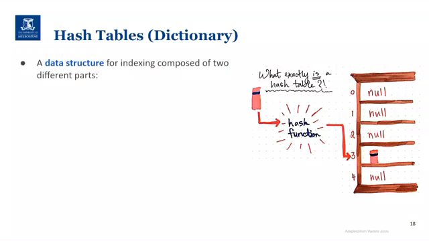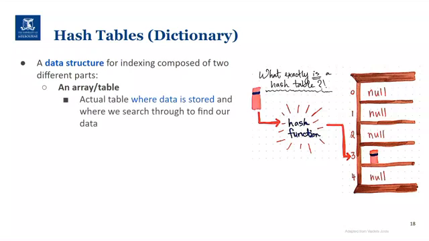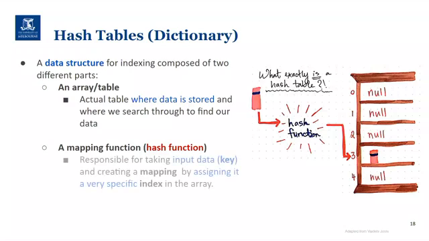So a hash table is a data structure for indexing composed of 2 different parts. An array table that will be the analogy of our bookshelf, and this will actually contain the data we are interested in. And this could be sequences, this could be any type of value you want to store. This is where the search will look to find our data. And a mapping function called the hash function. For hash tables, a hash function will be responsible for taking an input data, a key, and creating a mapping by assigning it to a very specific index in the array.